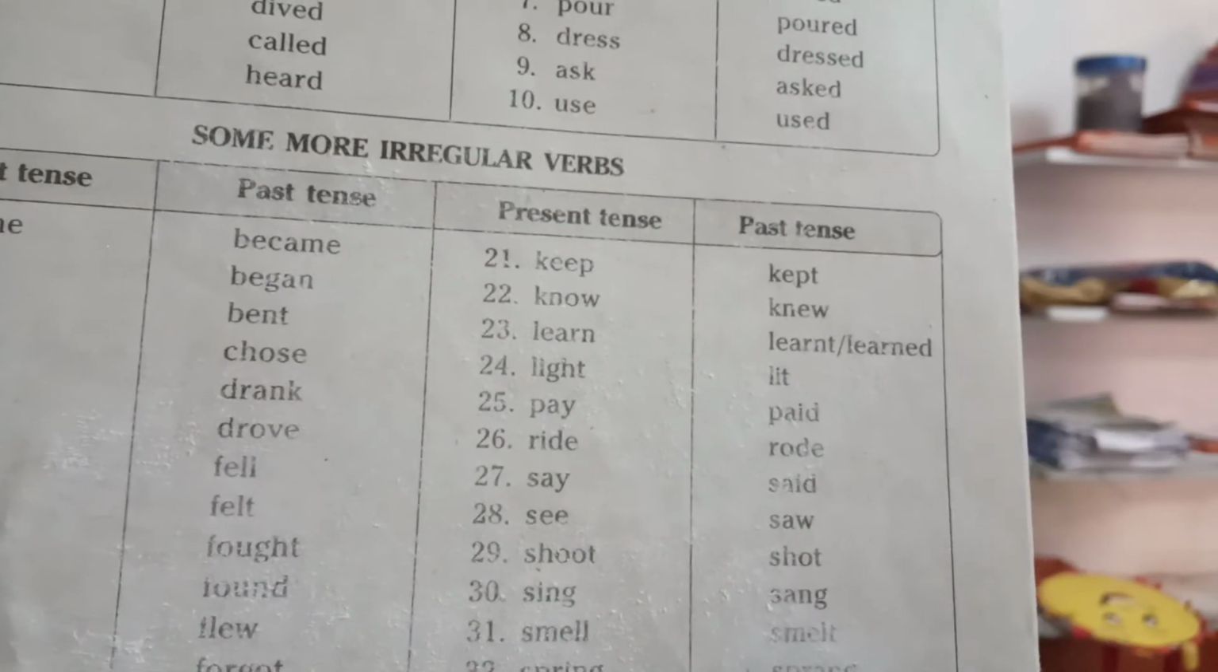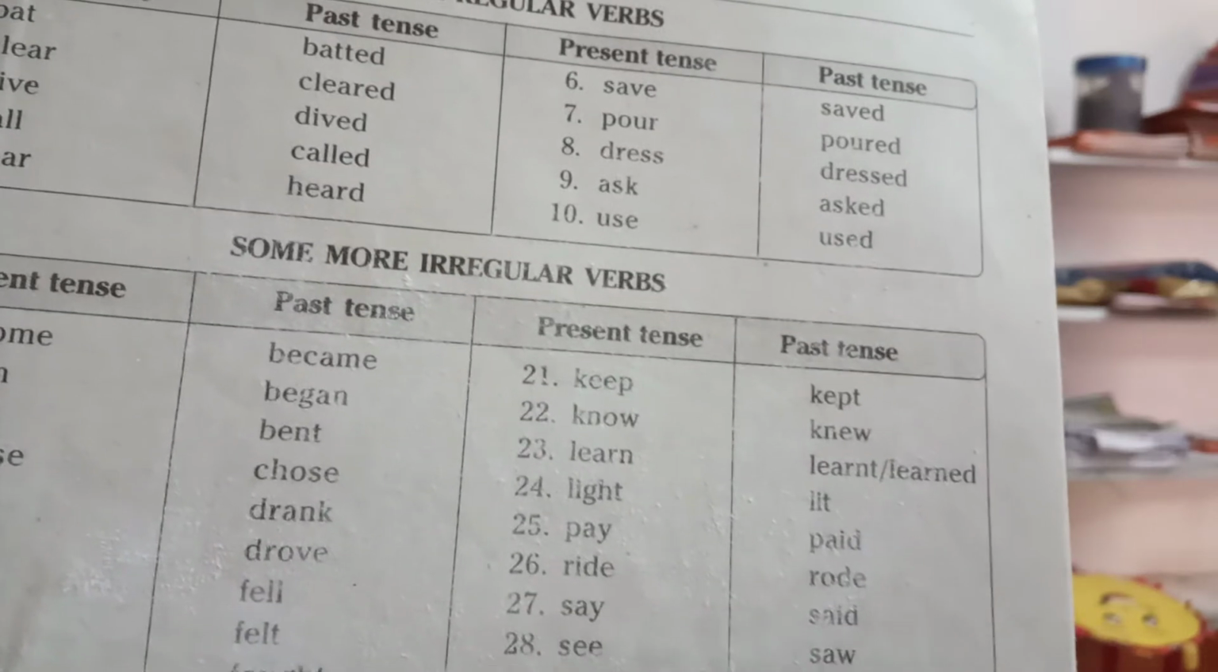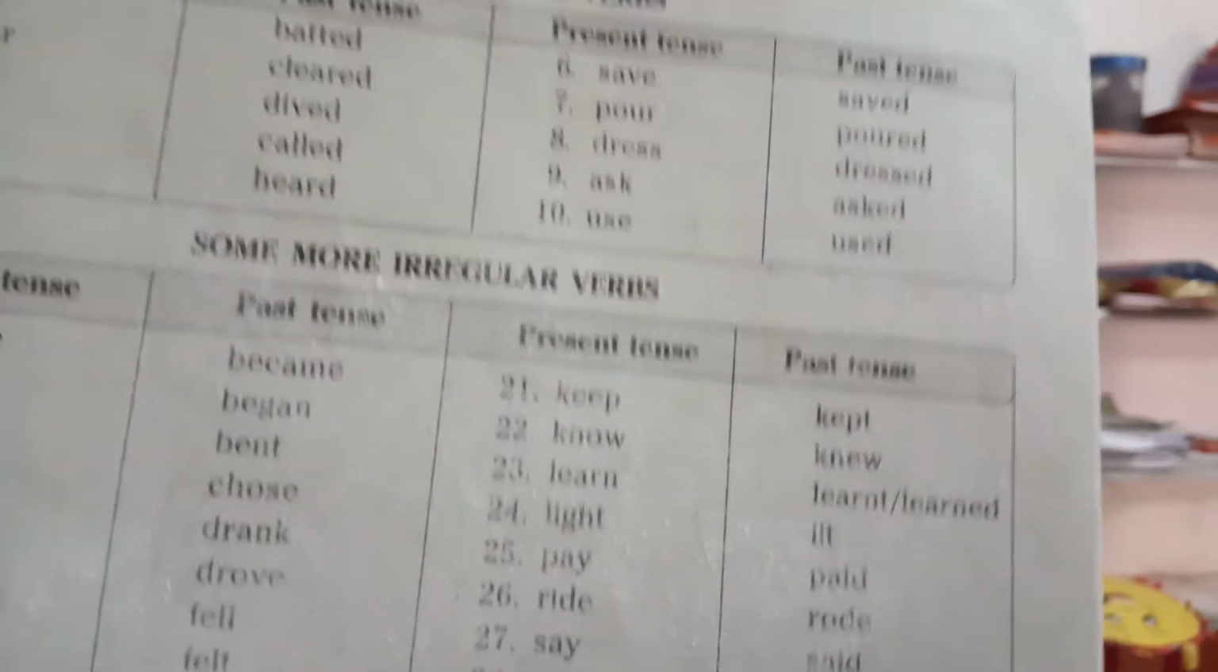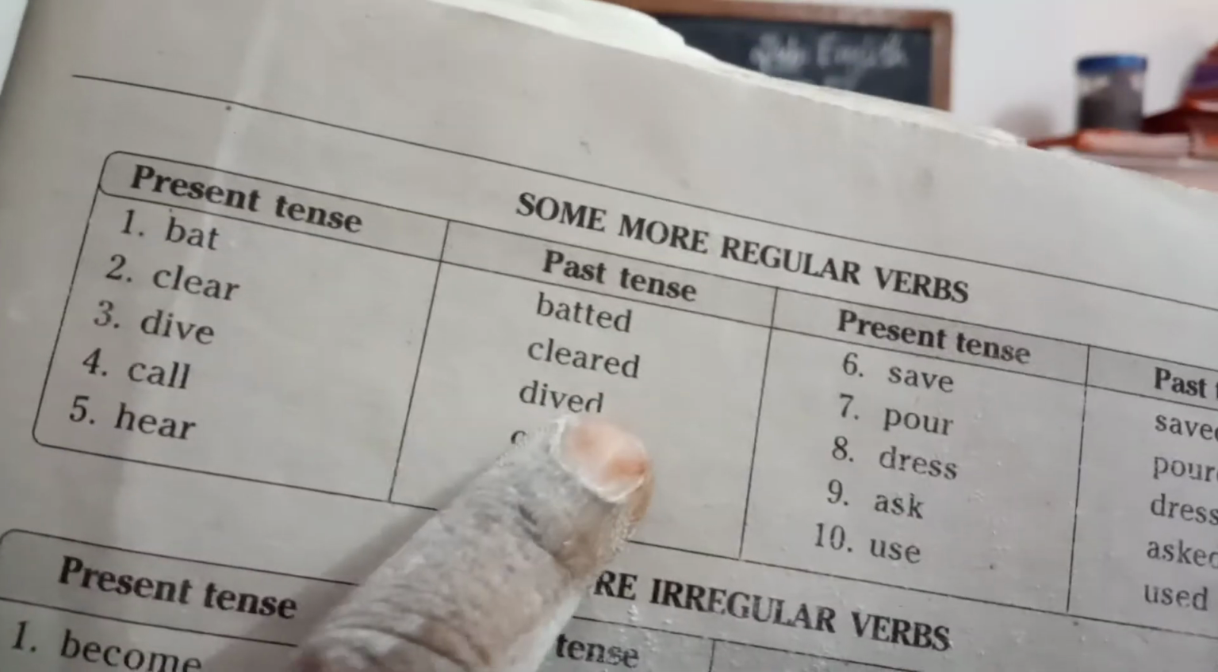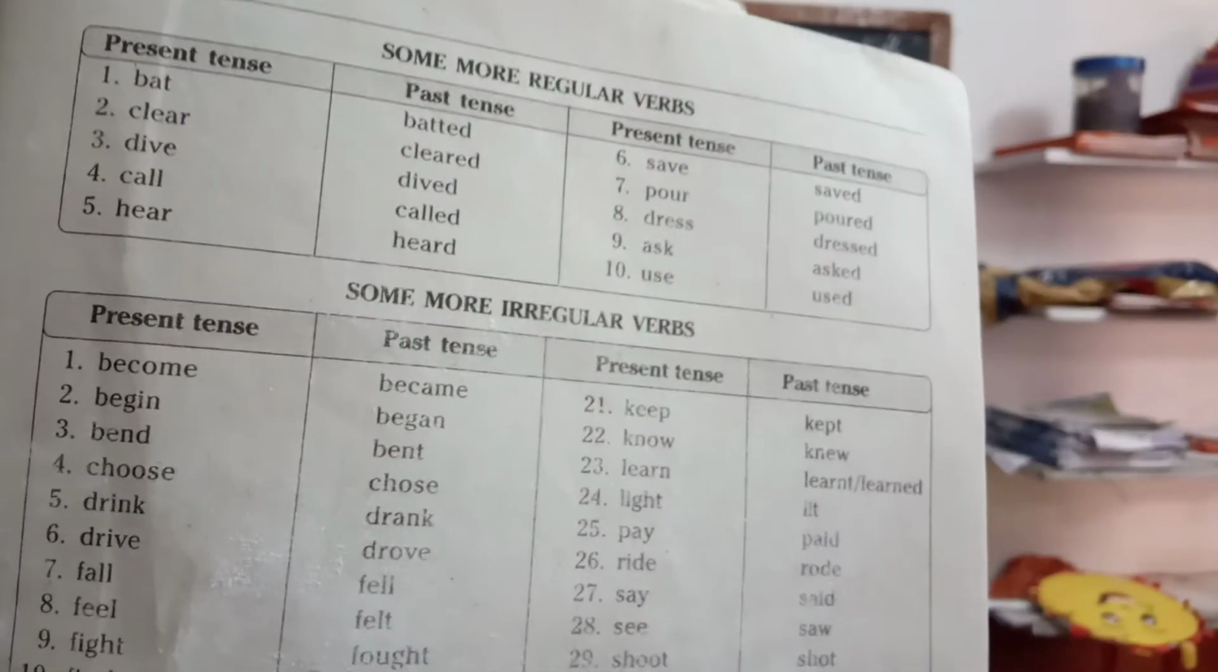Yes, these are some irregular verbs. We have seen some regular verbs. How are we going to use them? Yes, like bat, batted, clear, cleared, dive, dived. These are some regular verbs. Now in the form of irregular verbs, how are we going to use them?